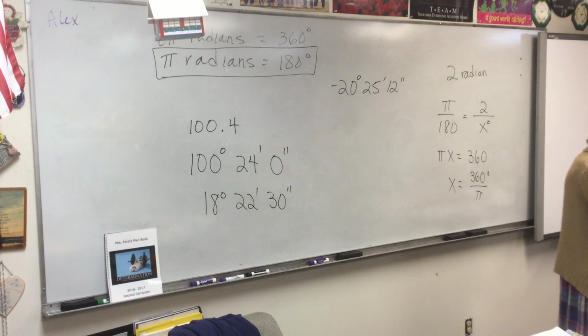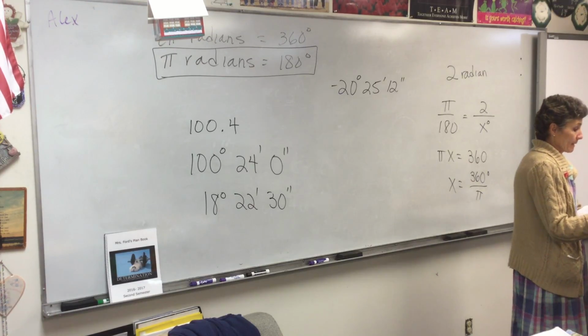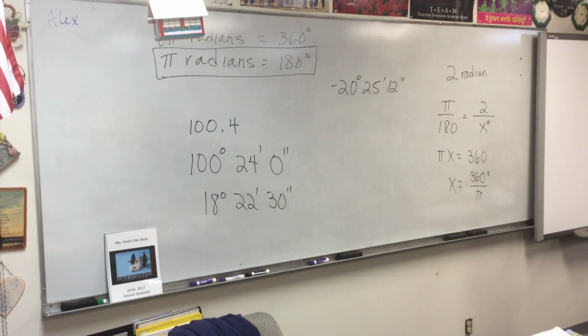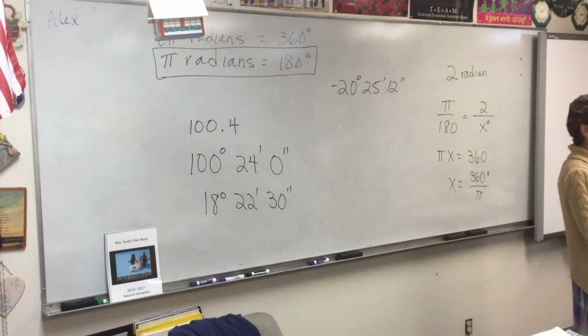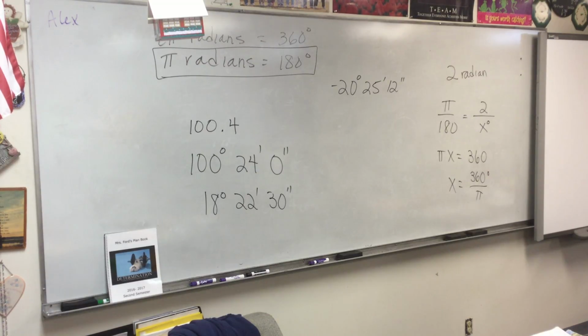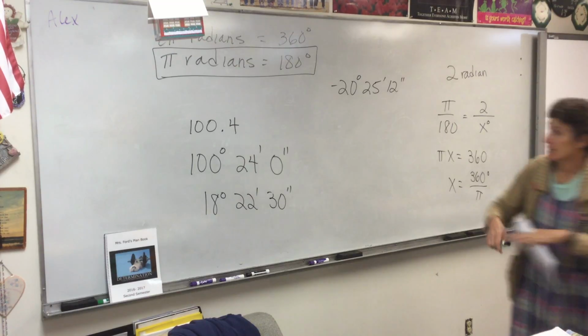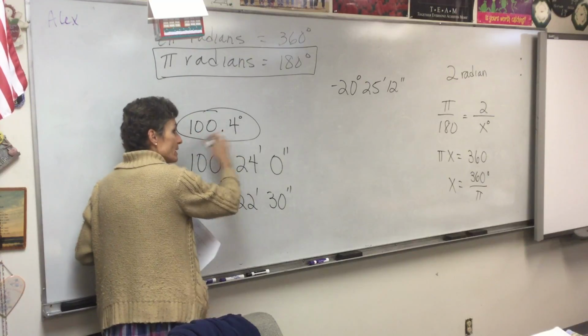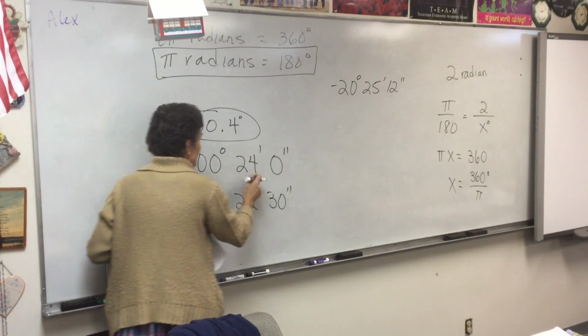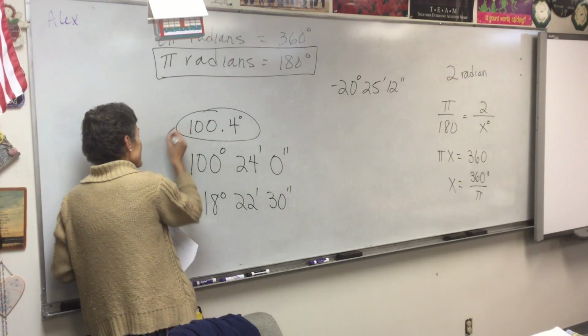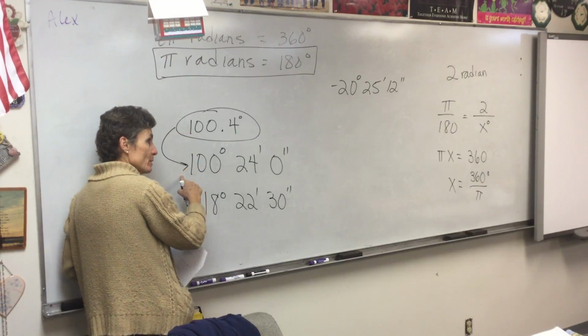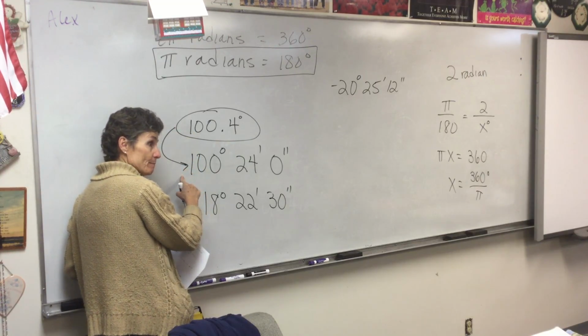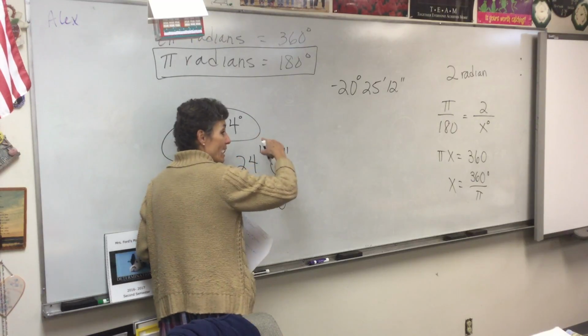All right, now we're going the other way. In problem 4A, we've been given degrees and minutes, and I want the decimal degree. This is called a decimal degree. It has a decimal point in it. This is degrees, minutes, seconds. So we know how to get from here to here. We use our DMS button. Now we're going to go the other way.